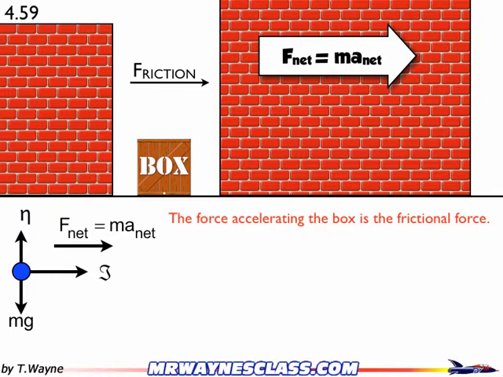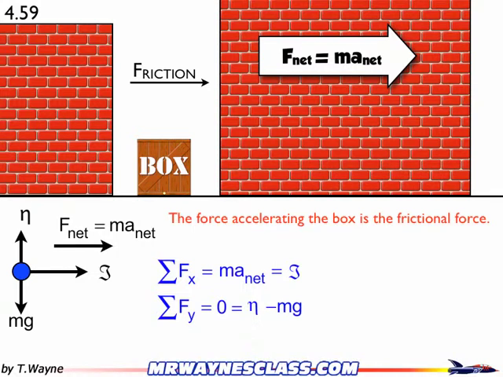So if I'm summing up the forces in the x direction, it is accelerating in the x direction. That's equal to ma net. So that's going to equal all the forces going in the same direction as ma net, which in this case is friction. Summing up the forces in the y direction, it's not accelerating in the y direction, so that's equal to 0. And that's going to be equal to N minus mg. And that's your basic setup. Next step would be to define friction. F is equal to mu times N, and then solve for mu.